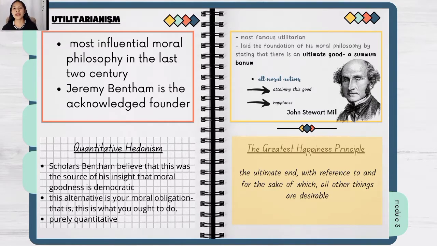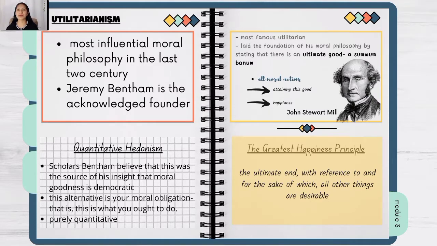Now we are done discussing Jeremy Bentham and his moral philosophy. Let's proceed to John Stuart Mill. So who is he? John Stuart Mill is the most famous utilitarian. He laid the foundation of his moral philosophy by stating that there is an ultimate good, a summum bonum. All moral action should be aimed at attaining this good, and Mill insists that this good is happiness.